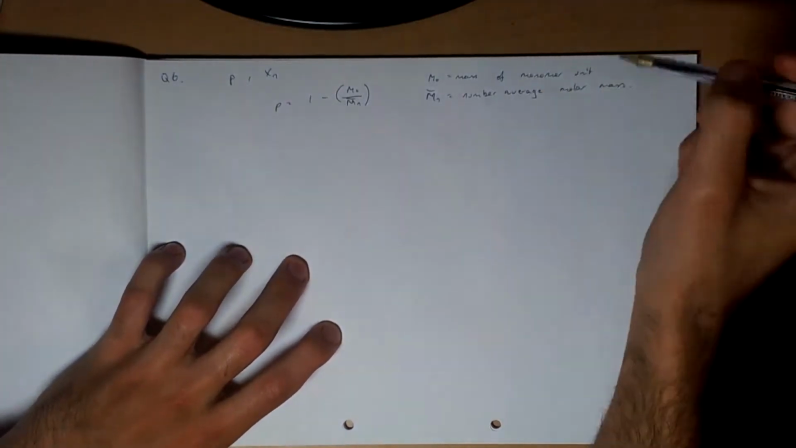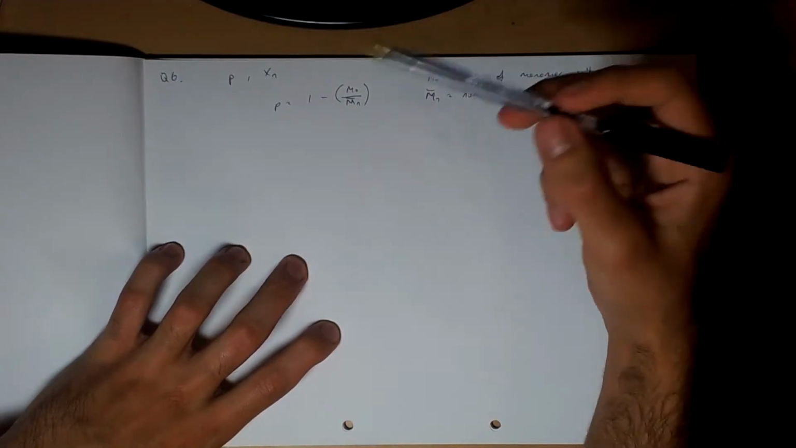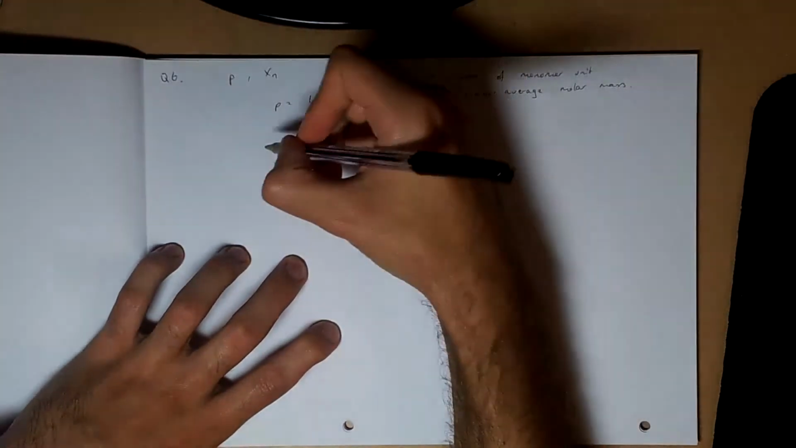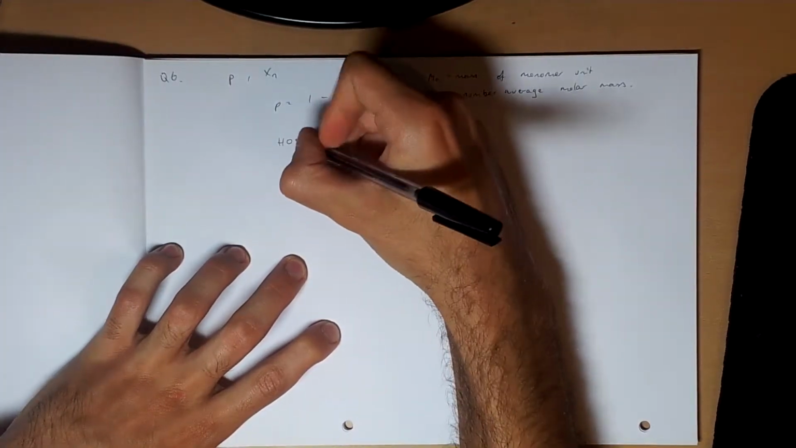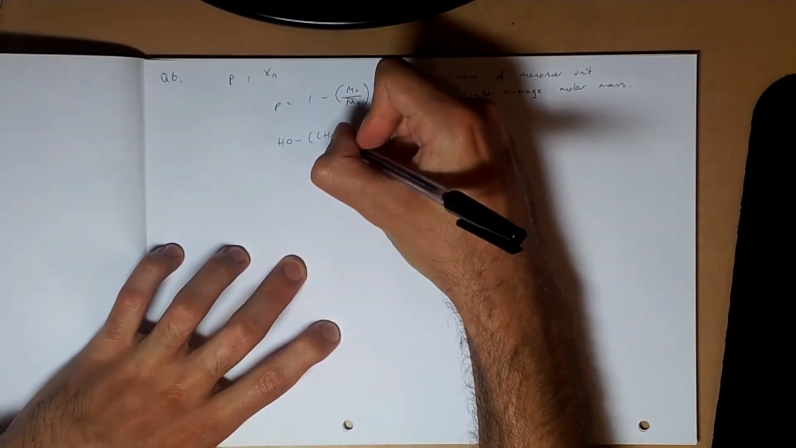So we've been given the number average molar mass and we've been asked to work out P, so all we need to know in addition to this is the mass of the monomer unit. So our initial molecule that we're polymerizing looks like this.